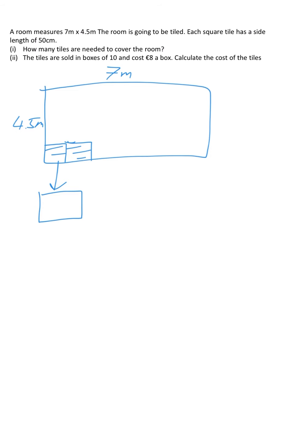Now the tiles then, so I'm just going to enlarge it there. We're told a length 50 centimeters, and be careful because we're told that the room is in meters, and when you're answering these questions it's very important that you use the same unit. So there's 100 centimeters in a meter, so I'll do 50 divided by 100 to change it to meters, so that'd be 0.5 of a meter. So that means the tiles have a side length of 0.5.